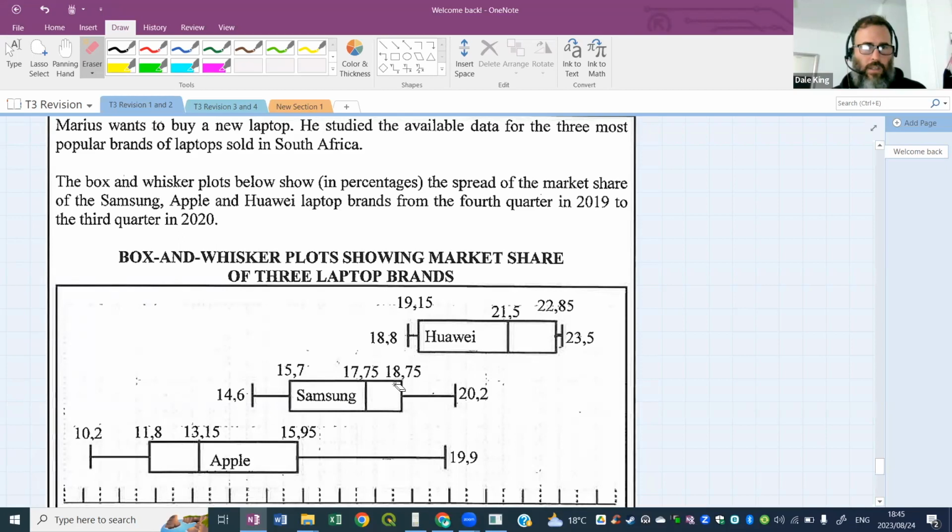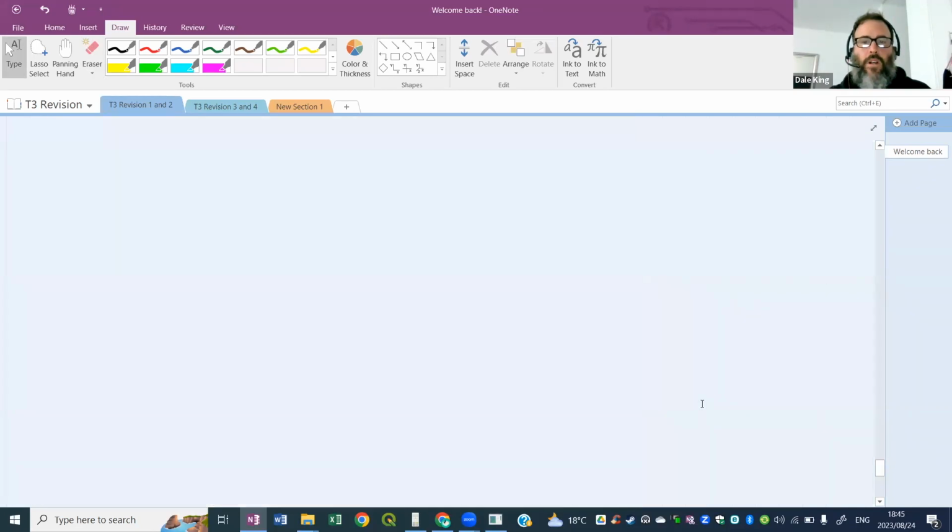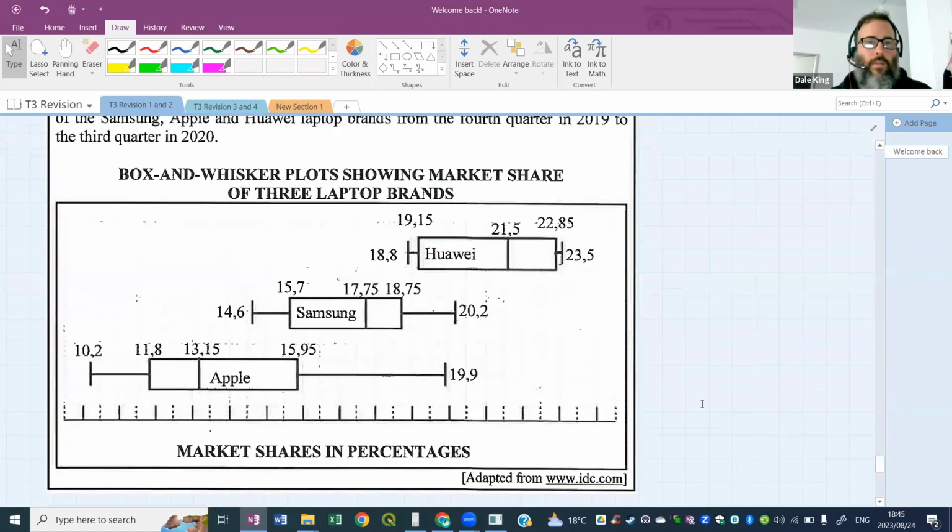Okay, so these 3 companies who sell laptops, we're showing the percentage of market share in the market. So we can see here that Huawei is owning more market share than Samsung, and Samsung owns more market share than Apple. All right. That could be debatable, but this is what we've got in front of us.